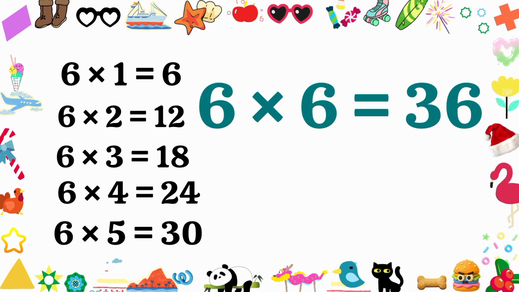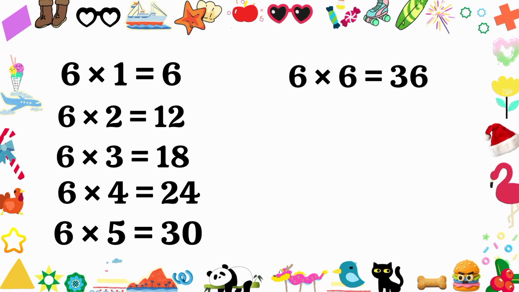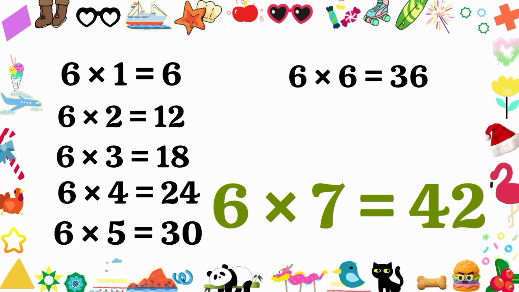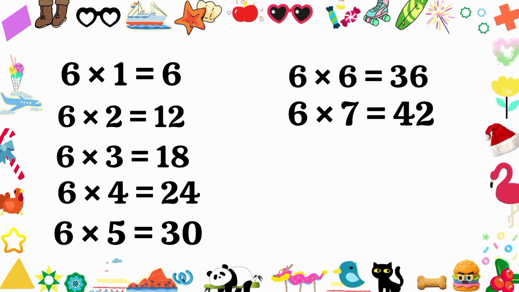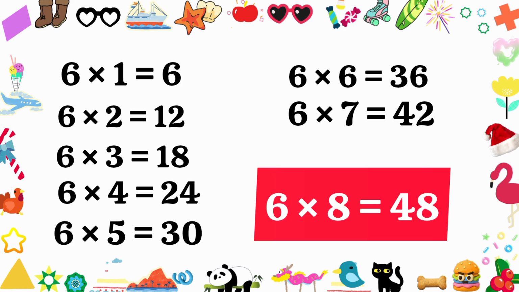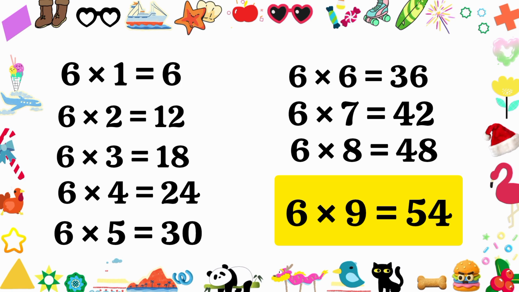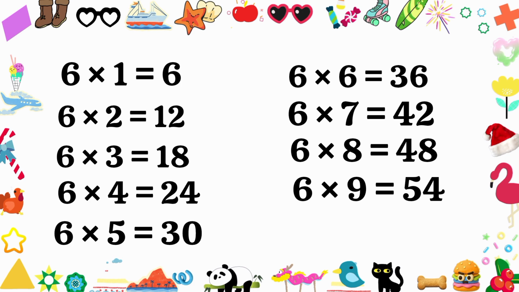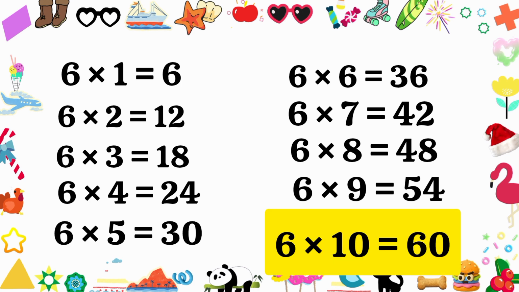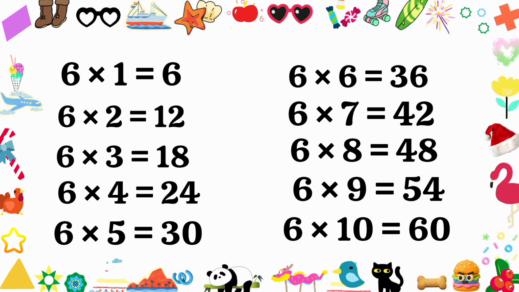6 fives are 30. 6 times 6 equals 36. 6 sixes are 36. 6 times 7 equals 42. 6 sevens are 42. 6 times 8 equals 48. 6 eights are 48. 6 times 9 equals 54. 6 nines are 54. 6 times 10 equals 60. 6 tens are 60.